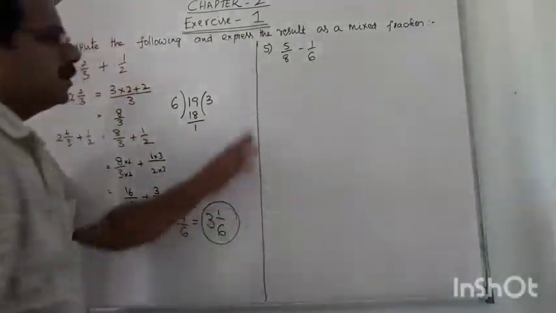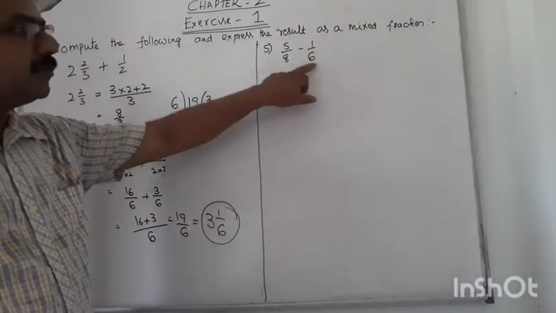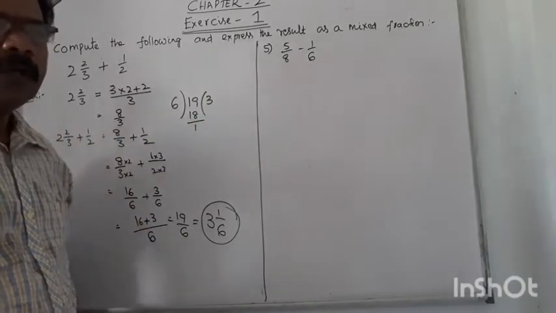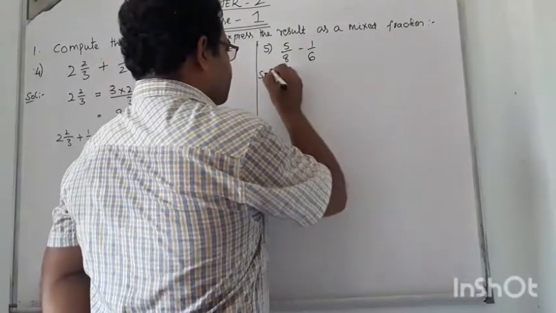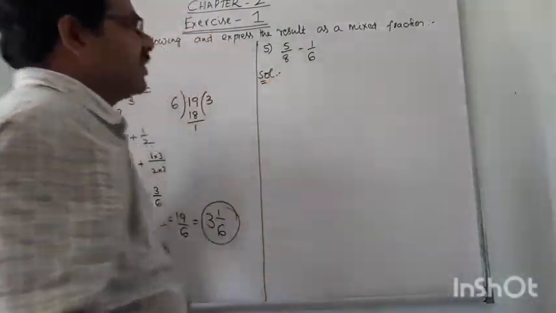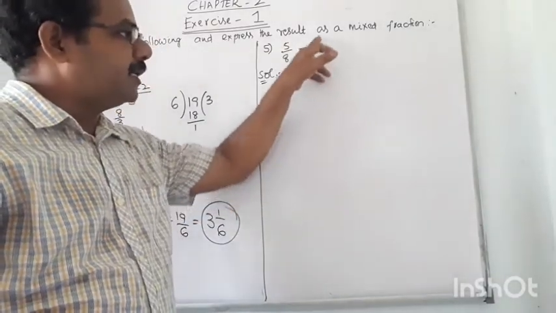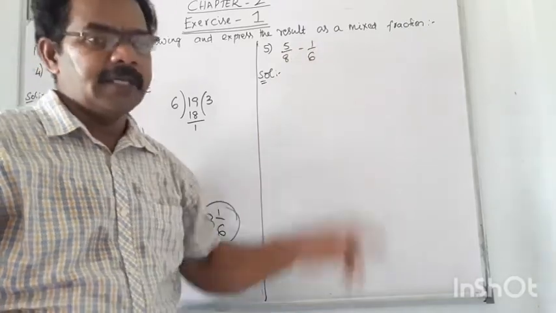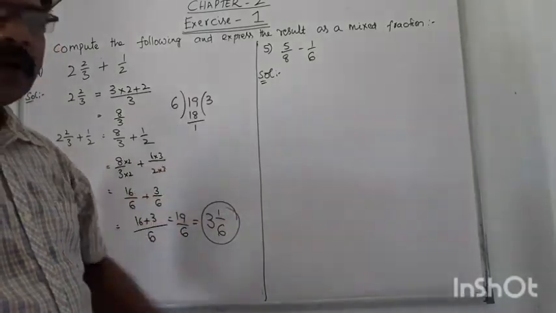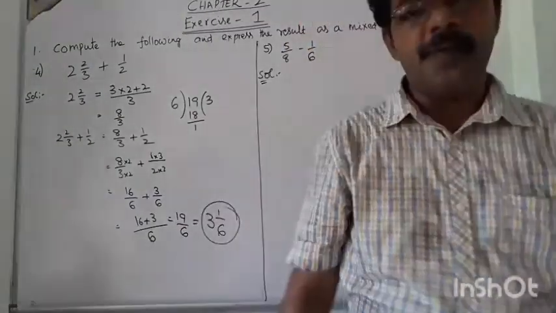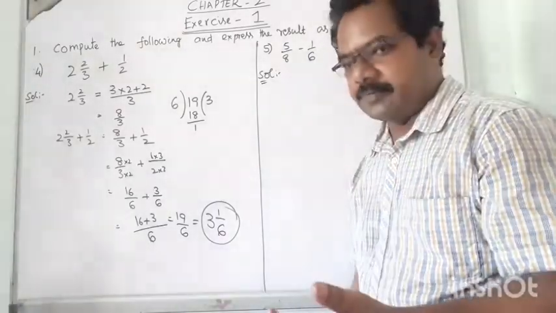Here also they have given both proper fractions. For this also we have to convert these two denominators into like fractions. So how to convert? 8 and 6. Suppose this is multiplied with 6 and this is multiplied with 8. It is difficult because we will get bigger numbers. So for that what we will do is, we know how to find the LCM of two numbers from the previous class, that means 5th class or 6th class.